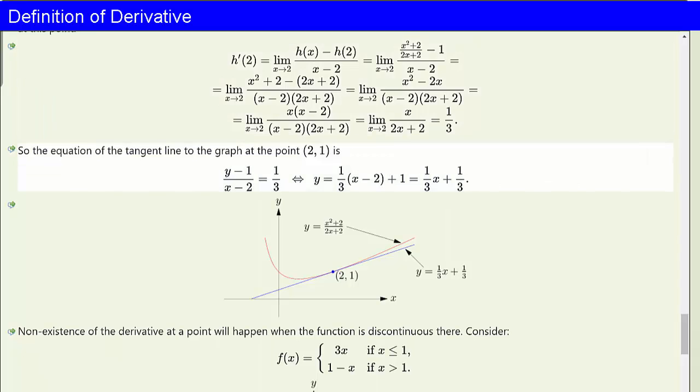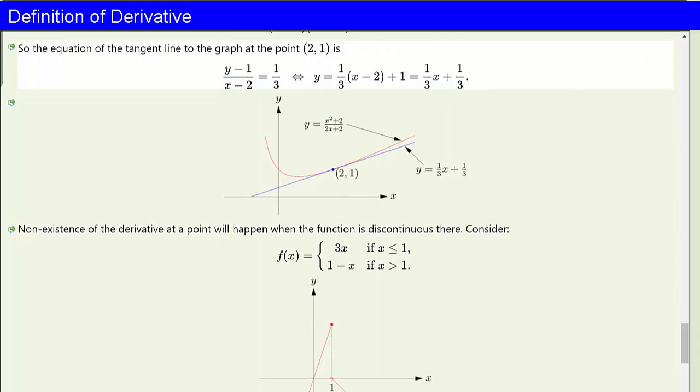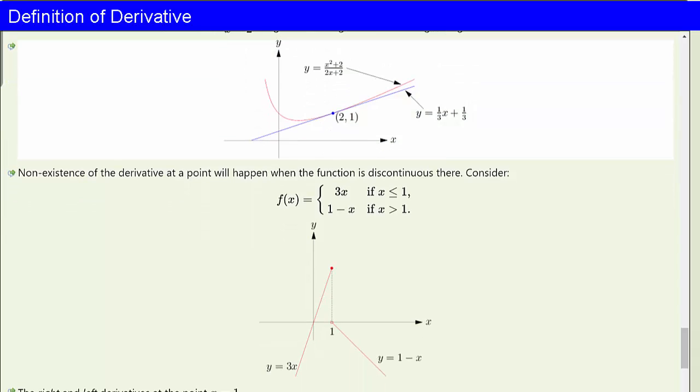So the equation of the tangent line to the graph at the point (2, 1) is: y minus 1 over x minus 2 is 1/3. And you clean that up if you like and get y equals 1/3 x plus 1/3. And the relevant picture is straightforward.